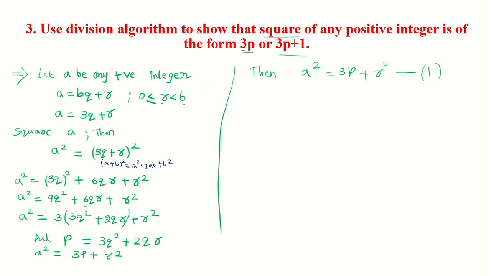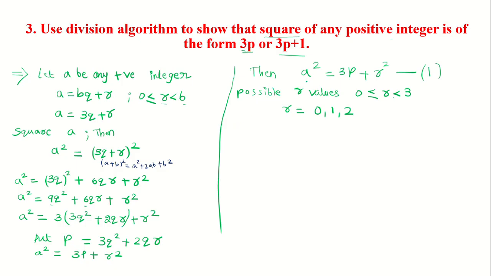Now we need to check the possible r values. Can you quickly say what the possible r values are in this question? So 0 is less than or equal to r, r is less than b. What is b here? 3. So what are the possible r values? r equals 0, 1 and 2. Okay. Now all these r values we need to substitute in equation 1. Check all these possible r values in equation 1.